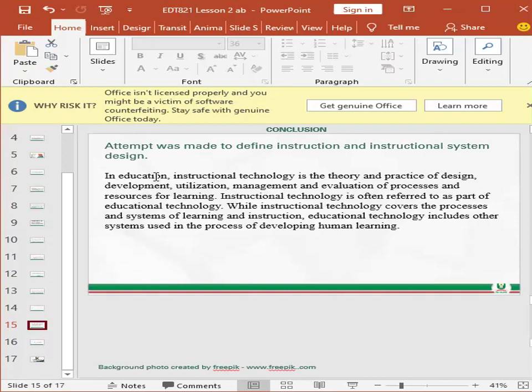Instructional technology is often referred to as part of educational technology. While instructional technology covers the processes and systems of learning and instruction, educational technology includes other systems used in the process of developing human learning.